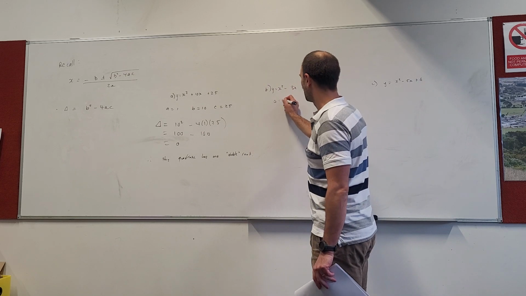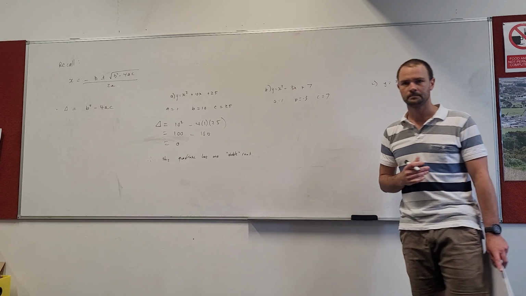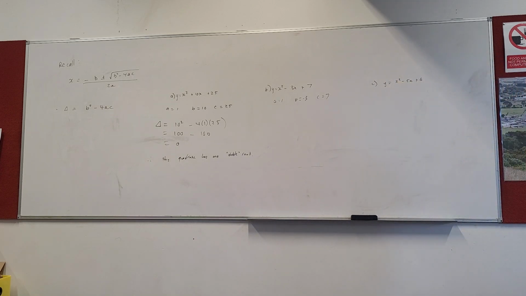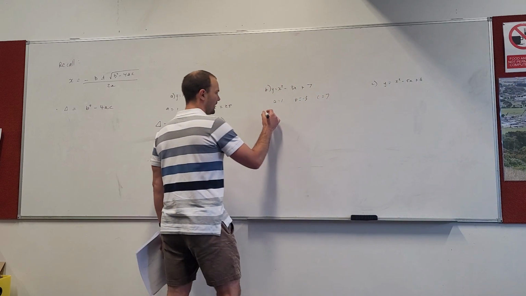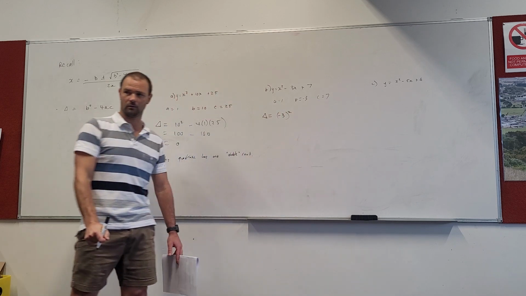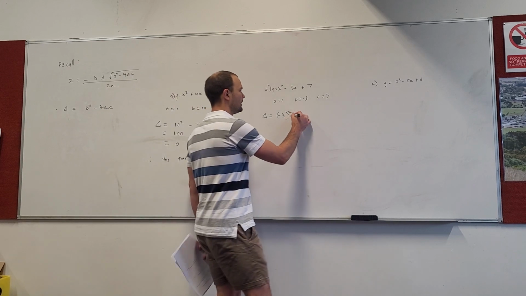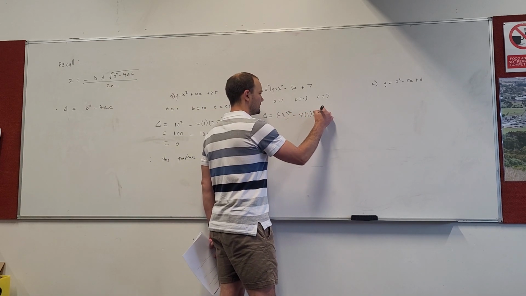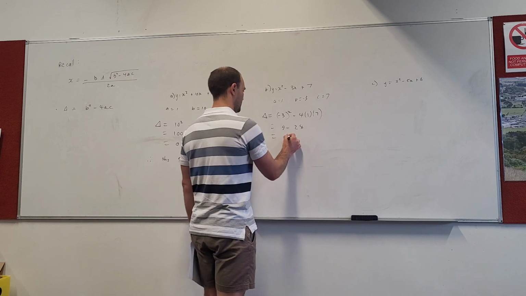We're going to have a is 1, b is minus 3, c is positive 7. So the discriminant is going to be minus 3 in brackets squared, right? The negative belongs to the 3, right? So minus 3 squared, take away 4 times 1 times 7. So what's that going to be? Minus 19.